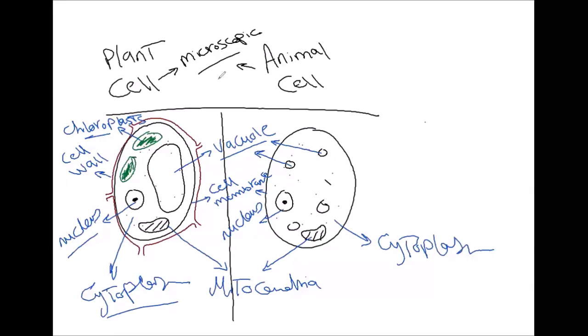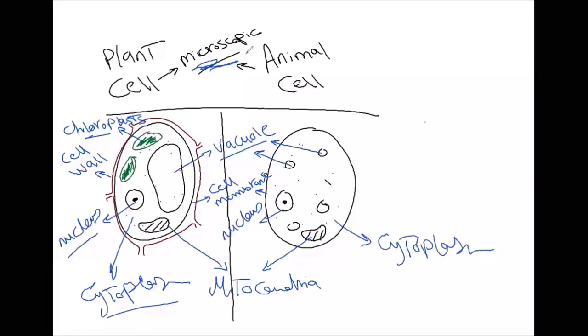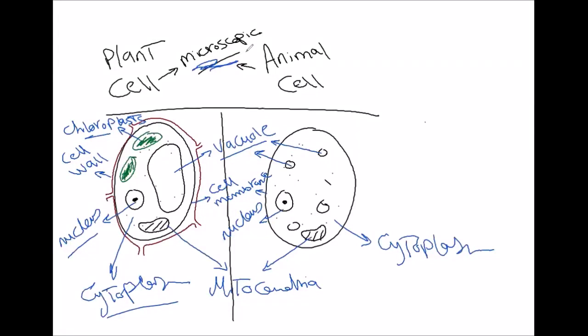The plant cell. Okay. So we have plant cell and animal cell, as we said. Both of them are microscopic, guys. We cannot see them with our own eyes. We need a microscope to see them. That's why we call them microscopic organisms, or microscopic objects.